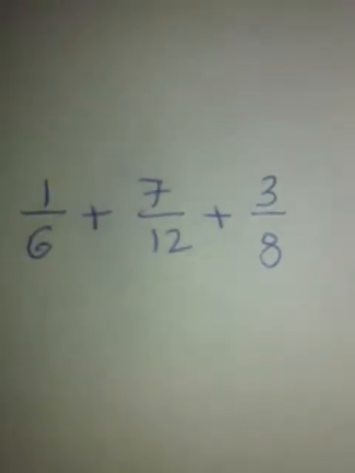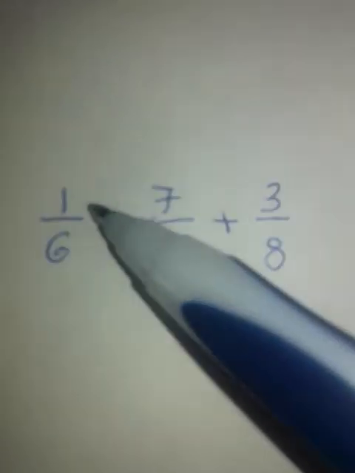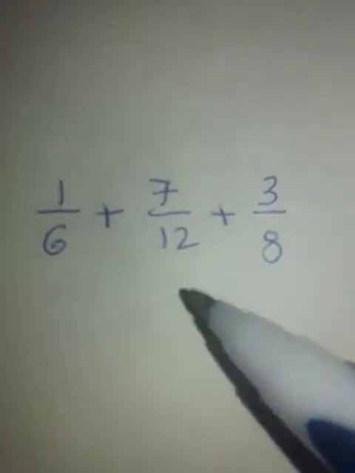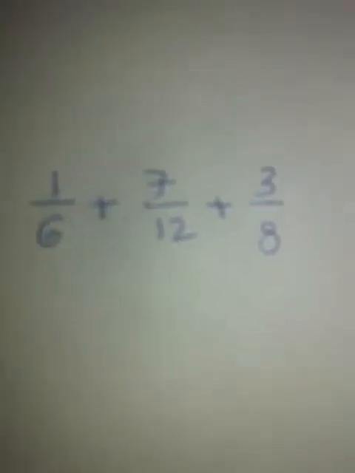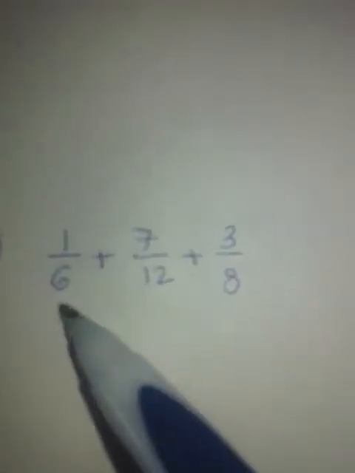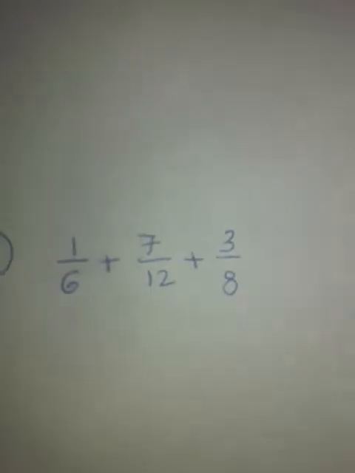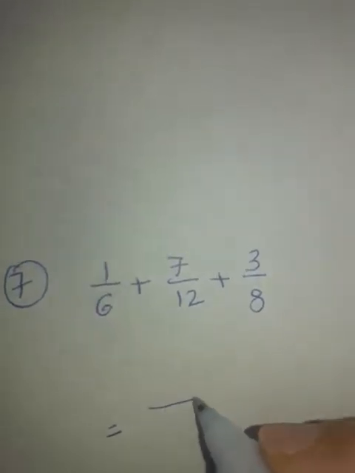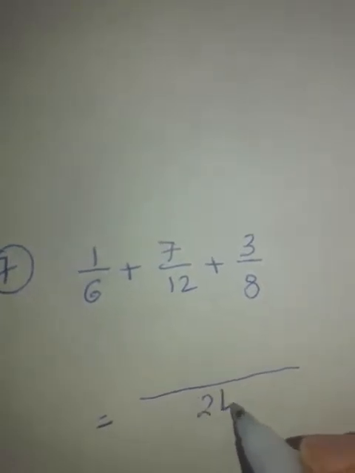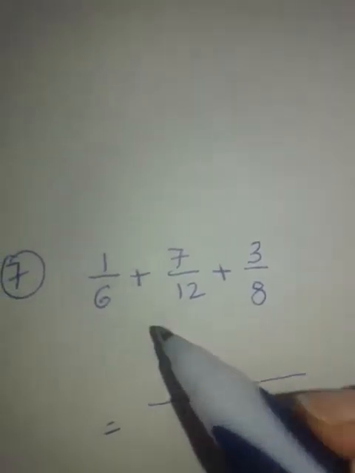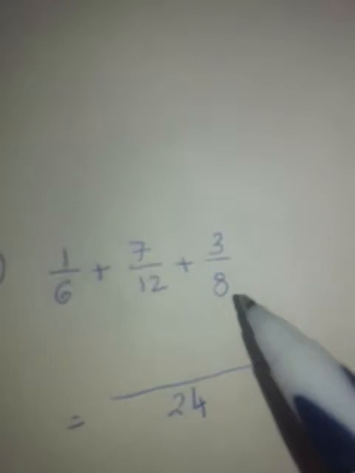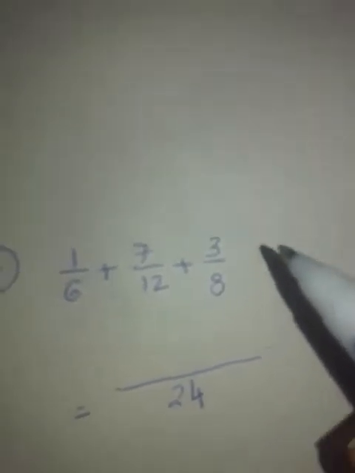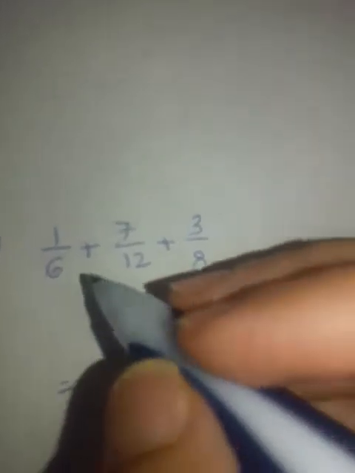Now let's solve this. 3 numbers. 1 upon 6 plus 7 upon 12 plus 3 upon 8. Find the LCM of 6, 12 and 8. Always the LCM of the denominators 6, 12 and 8. Their LCM is 24. I have found it orally. You will also be able to find it orally once you practice. Not at all difficult. This is 24.